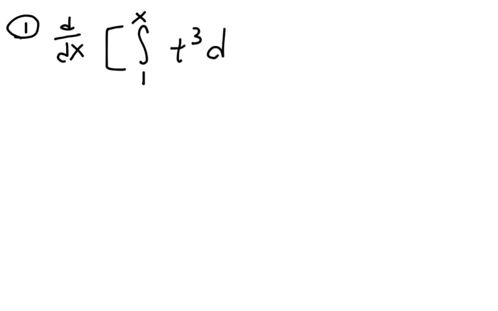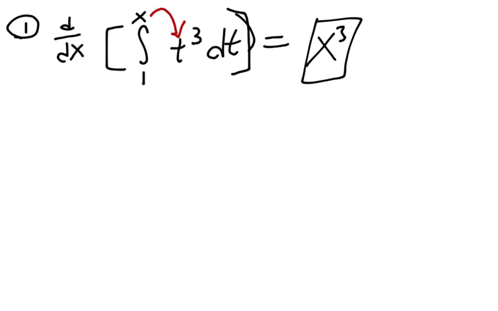So, first one, the derivative of the integral from 1 to x of t cubed dt equals. So all I do is take this x, put it in place of the t, and that gives me my answer, x cubed. The end. That's all you have to do. It's just that simple.